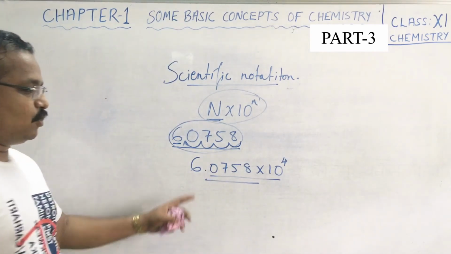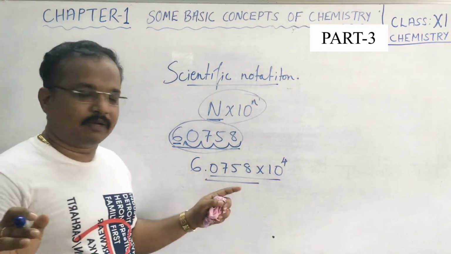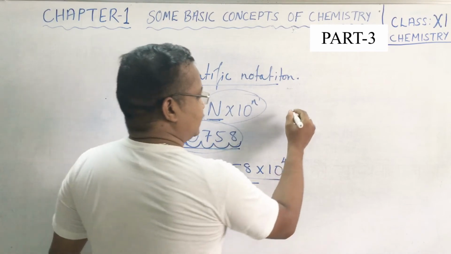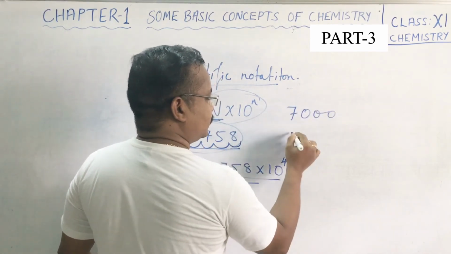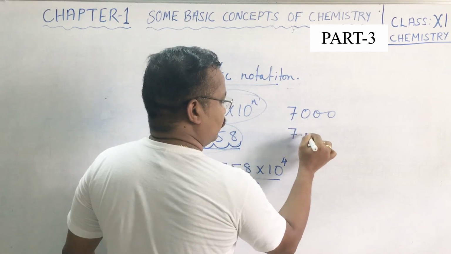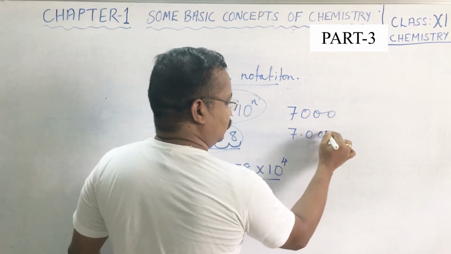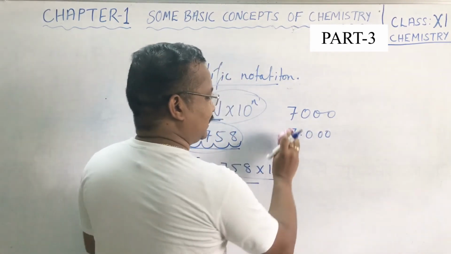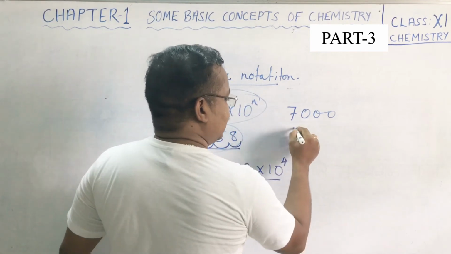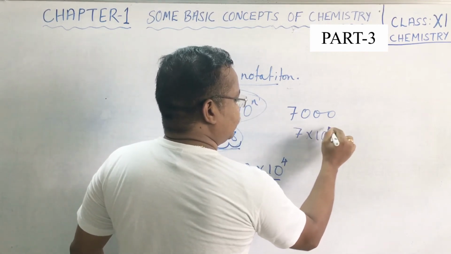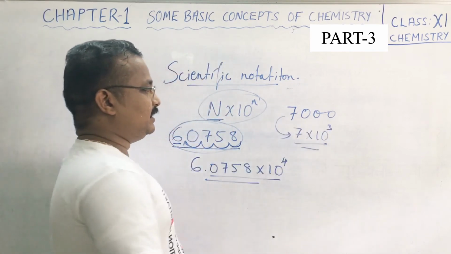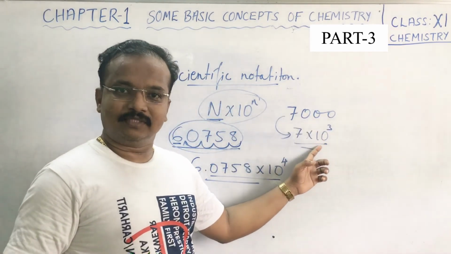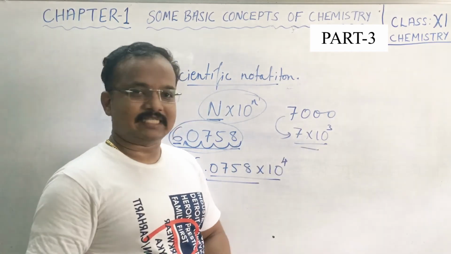For these normal numbers there is not much problem. If there is a number 7,000, it can be written as 7.000, but you need not write all these zeros. In that case you can write directly 7 into 10 raised to the power 3. Okay, it is understood that this is 7,000 only. Understood, children? So this is our scientific notation.